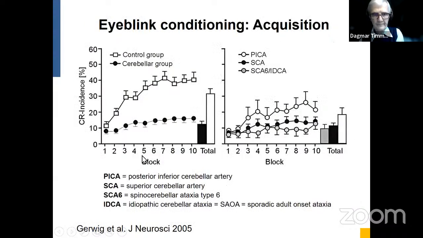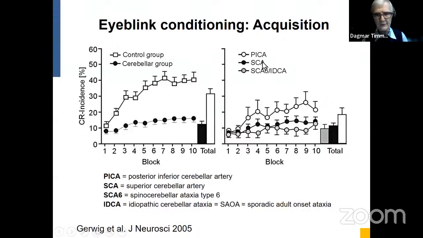So this was the case, and the same thing is seen when you look at larger patient populations. It's a very sensitive paradigm, so it doesn't matter what kind of a disease you have. In this study, we had patients with degenerative disorders, SCA6, and idiopathic cerebellar ataxia with more diffuse cerebellar degeneration. And these are these dark dots, and these are 10 blocks with 10 paired CS-US trials each, and simply the number of conditioned responses is shown here, CR incidence, and there are almost none in these patients with cerebellar degeneration.